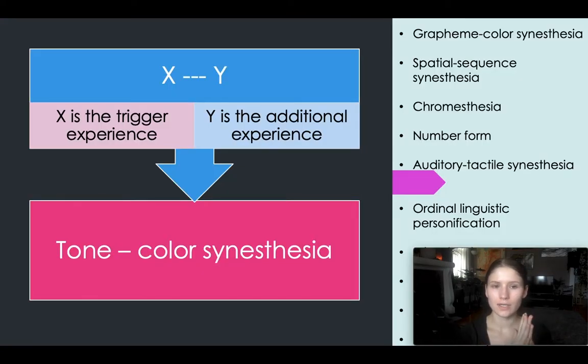So the trigger experience is going to be the experience that everyone would know or have. So listening to music, that's the trigger experience. And that experience triggers the additional experience, which would be having colors, something that normal people wouldn't experience. So that would be called tone color synesthesia, because the trigger experience comes first and then the additional experience comes after in the name.